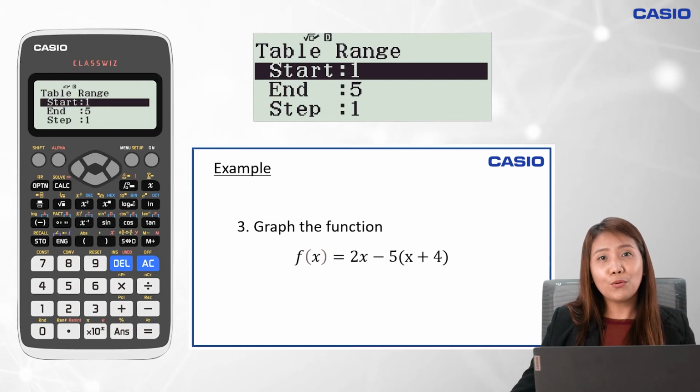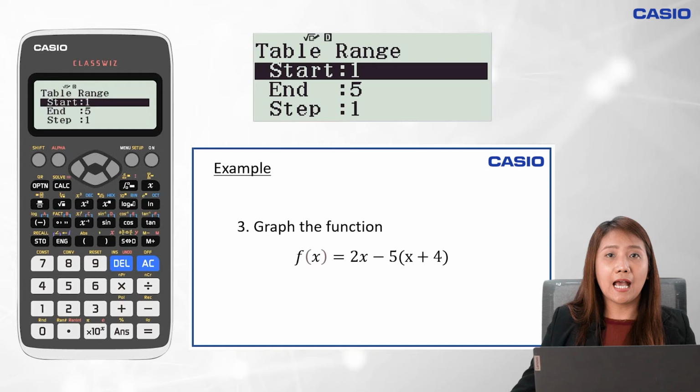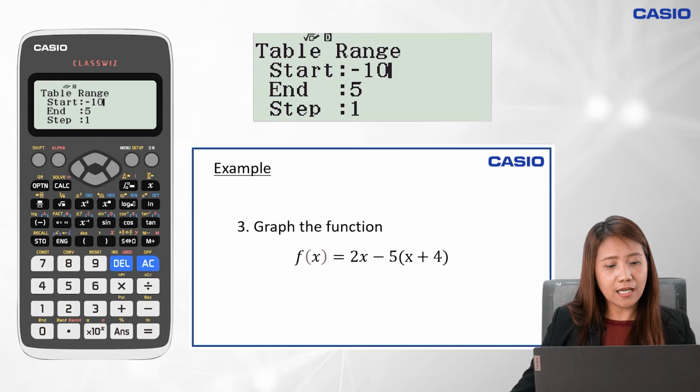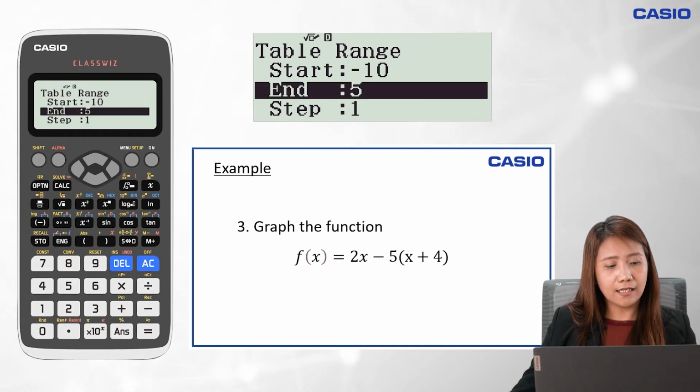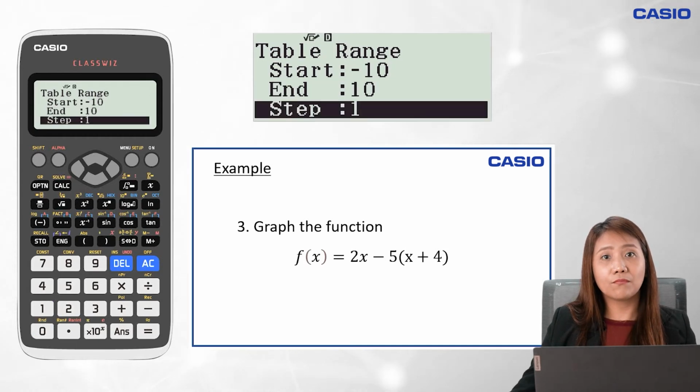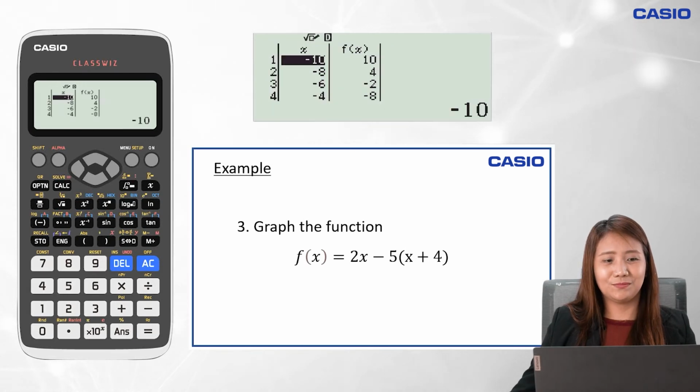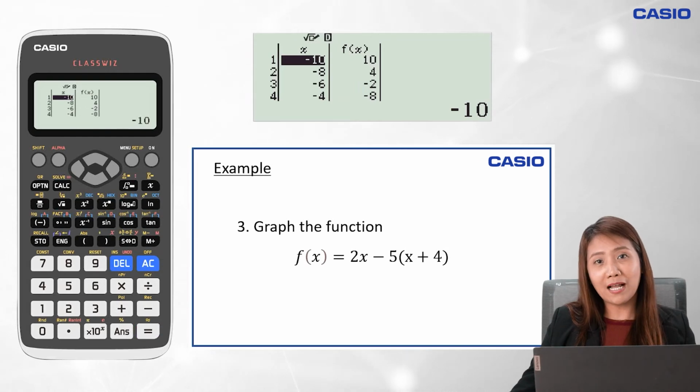For the table range, we can decide on the range of values since there is no table provided. For instance, we can have negative 10 to 10. So let's key in negative 10, equals 10 for the end. Decide on the interval. In this case, let's use 2. Then press equal sign twice after encoding 2. This directs us to the table of values.